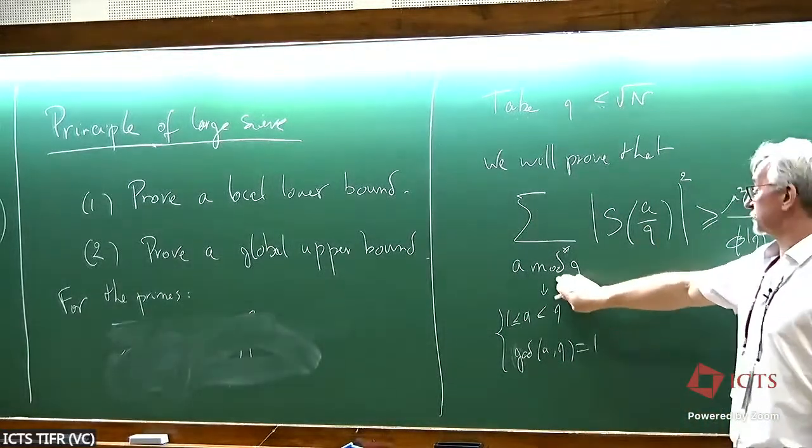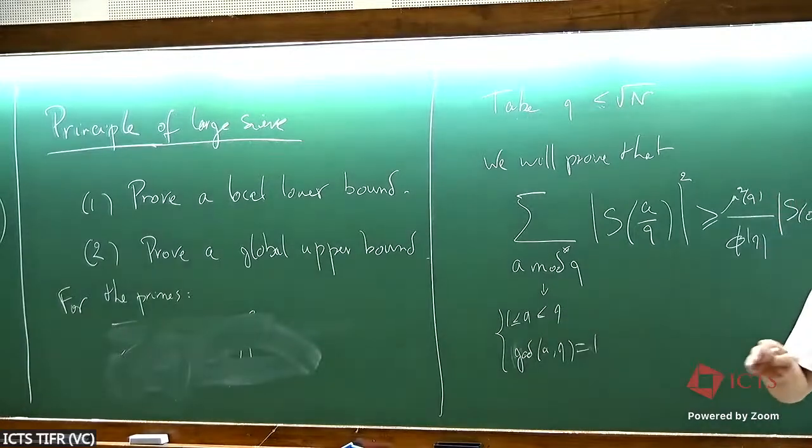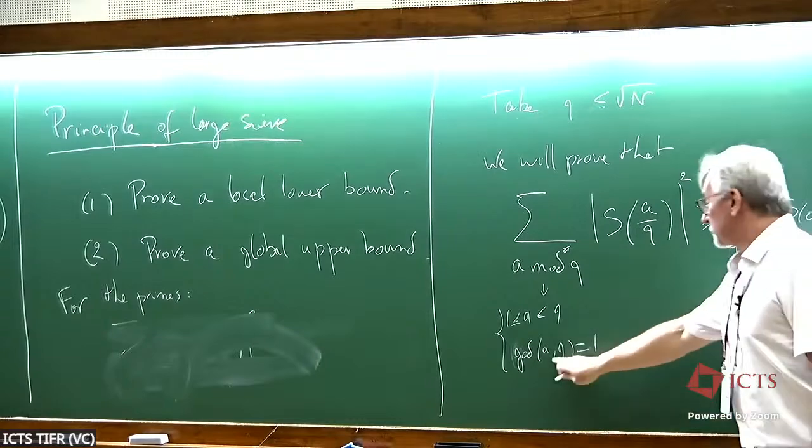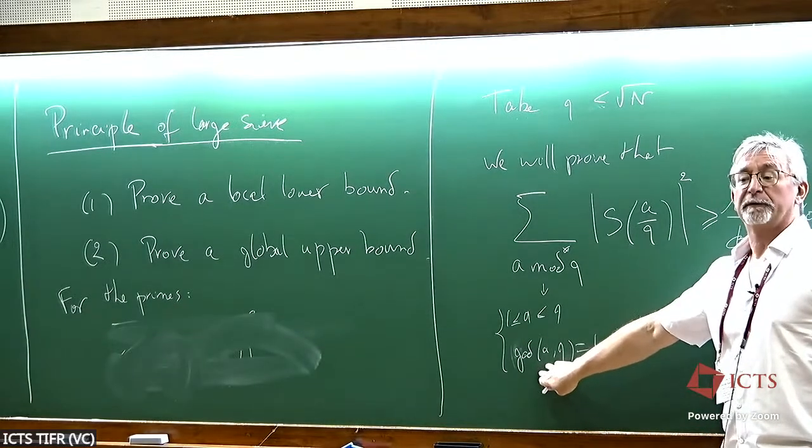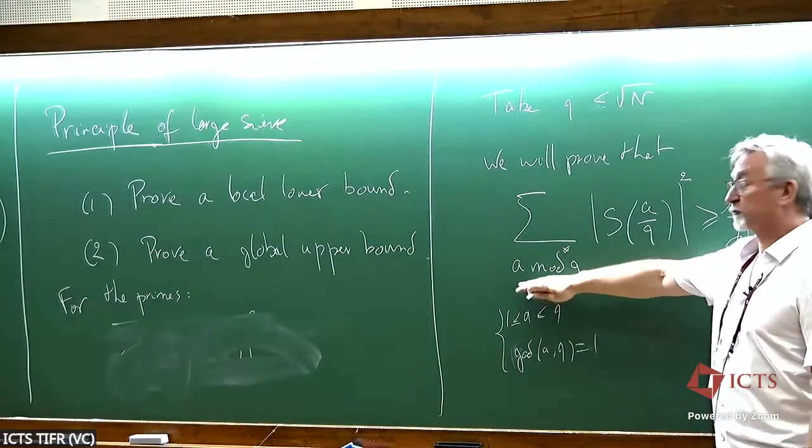When I put mod q, it's a complete system of residues. When I put mod star, it's that they are invertible. They are coprime with q. So you have phi of q elements here.